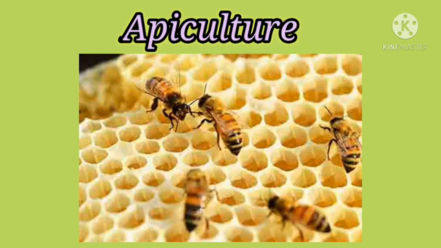Apiculture is the rearing of honeybees for honey. It is also called beekeeping. It is a profitable rural based industry. Honeybees are domesticated by farmers. For what purpose are they domesticated? To produce honey. Now, we can see the types of honeybee.